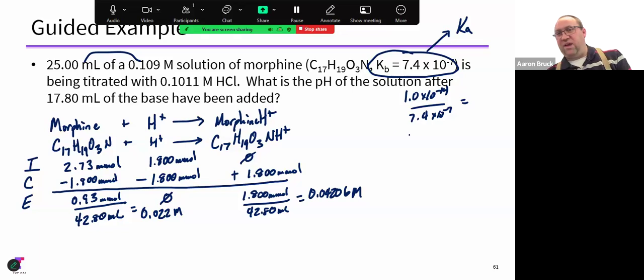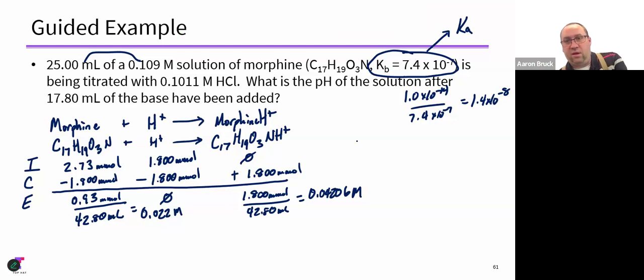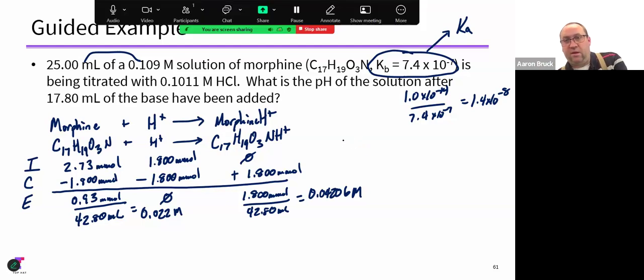And you get 1.4 times 10 to the negative 8th. And so you could take that, throw that into the Henderson-Hasselbalch equation, do base over acid, you would be just fine. Let's go ahead and use the pOH version, though, just to see it in action.